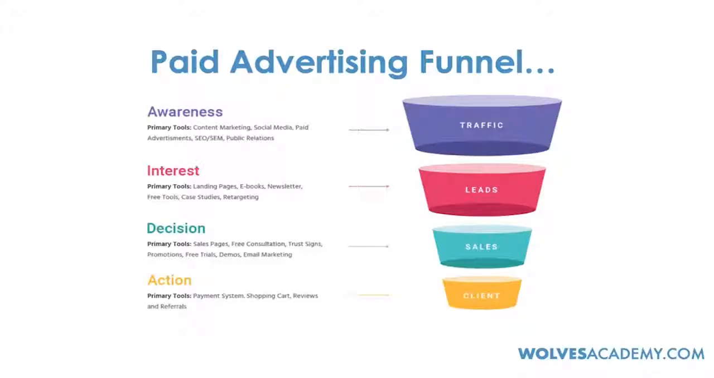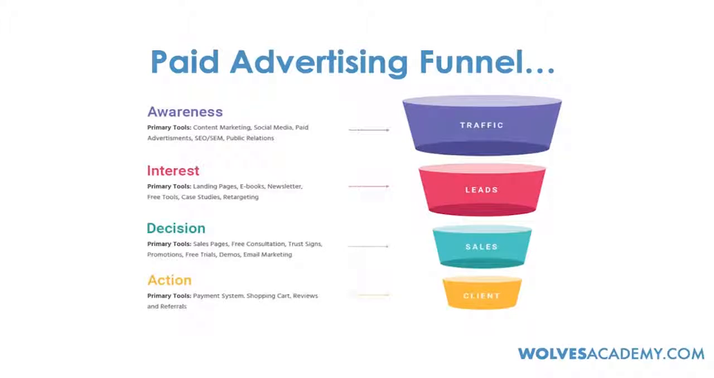And basically, depending on what they do on that page will tell us whether they have interest or not, meaning they'll either go to the next step in the funnel or not, right? So that's where it says primary tools: landing pages, ebooks, newsletters, free tools, case studies, retargeting, and so forth. So we're going to be sending them to the landing pages, right? We're going to be putting up our Golden Arches, and we're going to see if we're able to get them through the drive-through, right? So basically, the drive-through would essentially be the video sales letter.